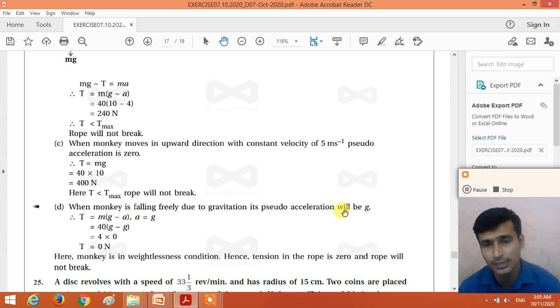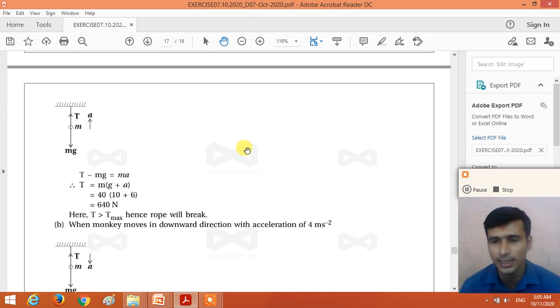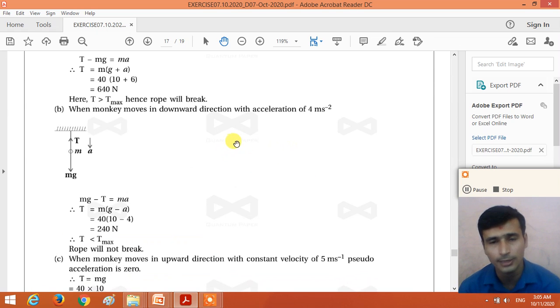And the last case is when the monkey is falling freely due to gravitation, its pseudo acceleration will be g, right, and it is in the upward direction. So the weight of the monkey W is m into g minus a. So we get 0 Newton. So here the monkey is in the weightlessness condition. Tension in the rope is 0. So the rope will not break, right? So when the monkey climbs up with acceleration 6 meter per second square, the rope will break. In all other cases, the rope will not break, right?